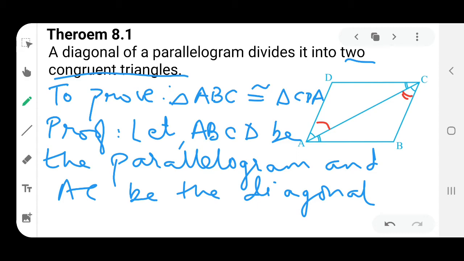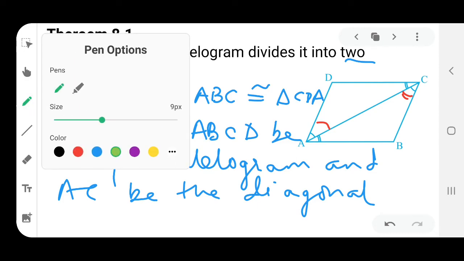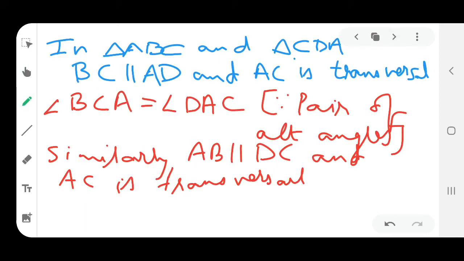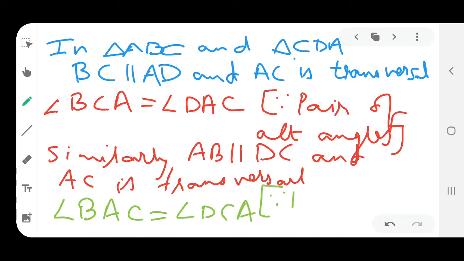Here again, if we see these two angles, which two angles? This one and this one, that is DCA and BAC. These two must be equal, forming a pair of alternate angles. So we can write angle BAC is equal to angle DCA. Again, the same reason: pair of alternate angles.